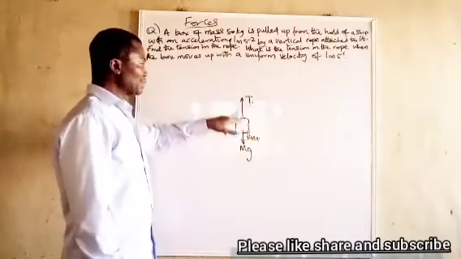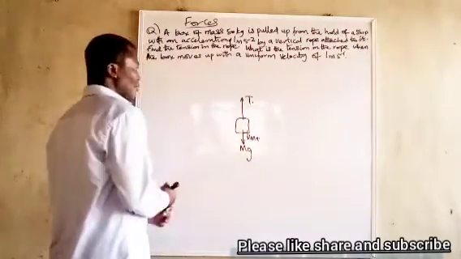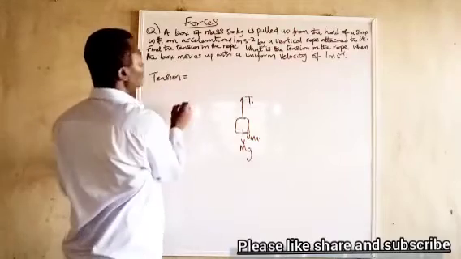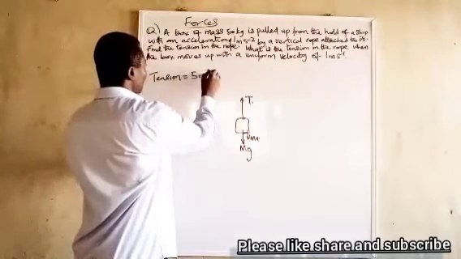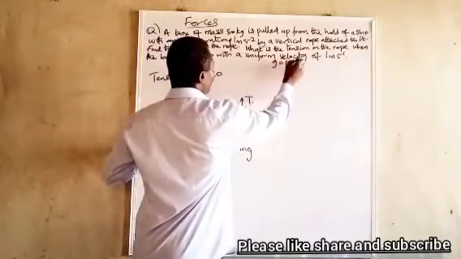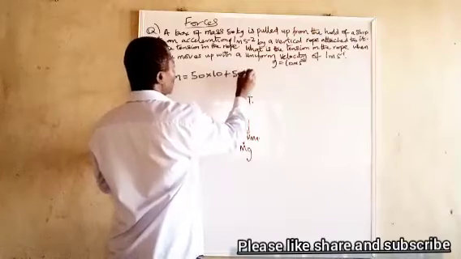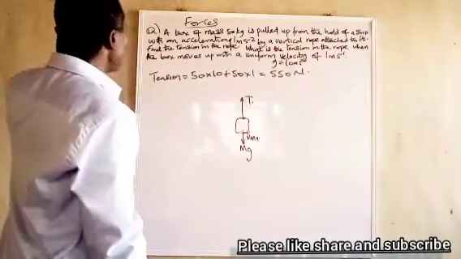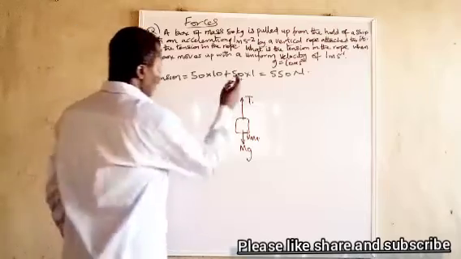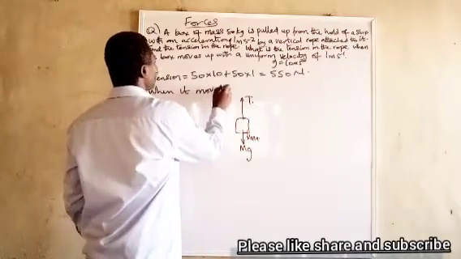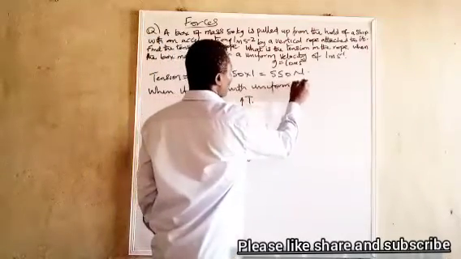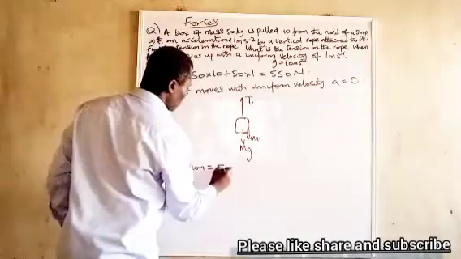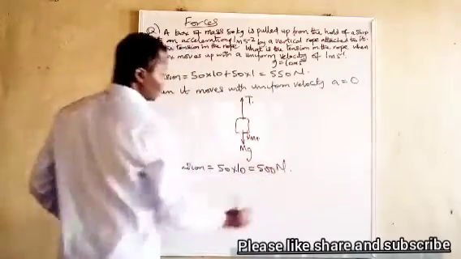When it is going up with an acceleration, the weight will be acting downwards. It will affect the tension upward. So now, tension will be equal to 50, that is m, times g, 10 meters per second squared, plus 50 times 1, which is 550 newton. What is the tension when the box moves up with uniform velocity of 1 meter per second? When it moves with uniform velocity, a equals 0. Therefore, tension in this instance is equal to 50 times 10, which is 500 newton.